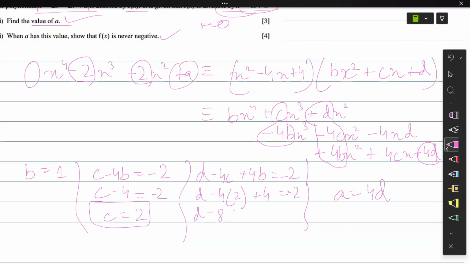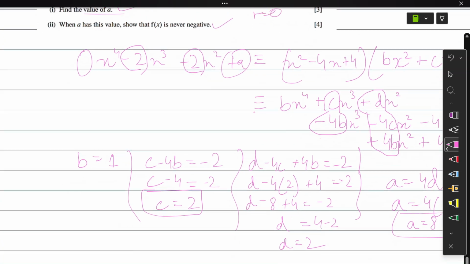Now d minus 8 plus 4 equals to minus 2. So d minus 4 हो जाएगा, ये plus 4 कर देते हैं, 4 minus 2, and d is also equals to 2. So a is equals to 4 2 is 8. A equals to 8. There we go. That's our final answer. Now the next part is better.